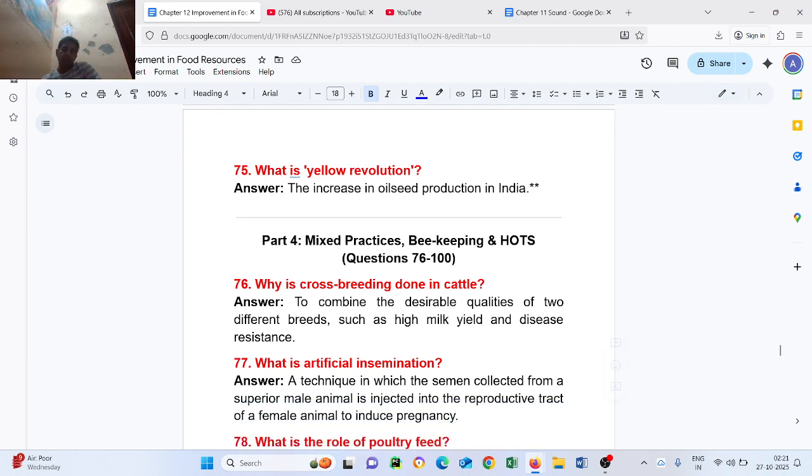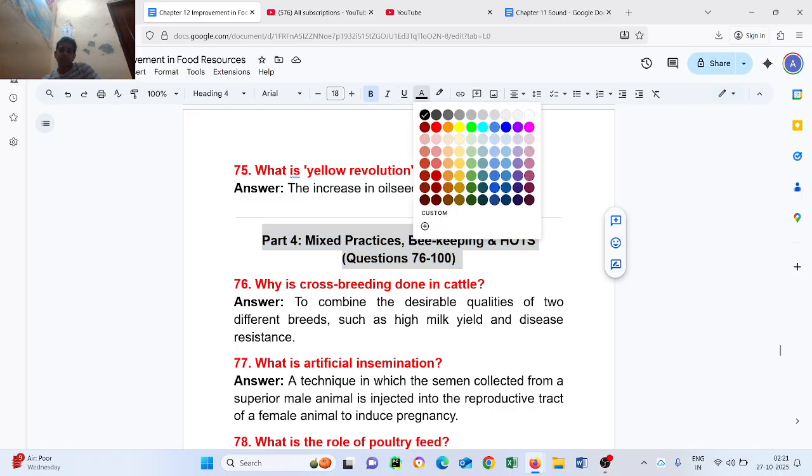Now move to part 4, mixed practice, beekeeping and HOT, higher order thinking questions.